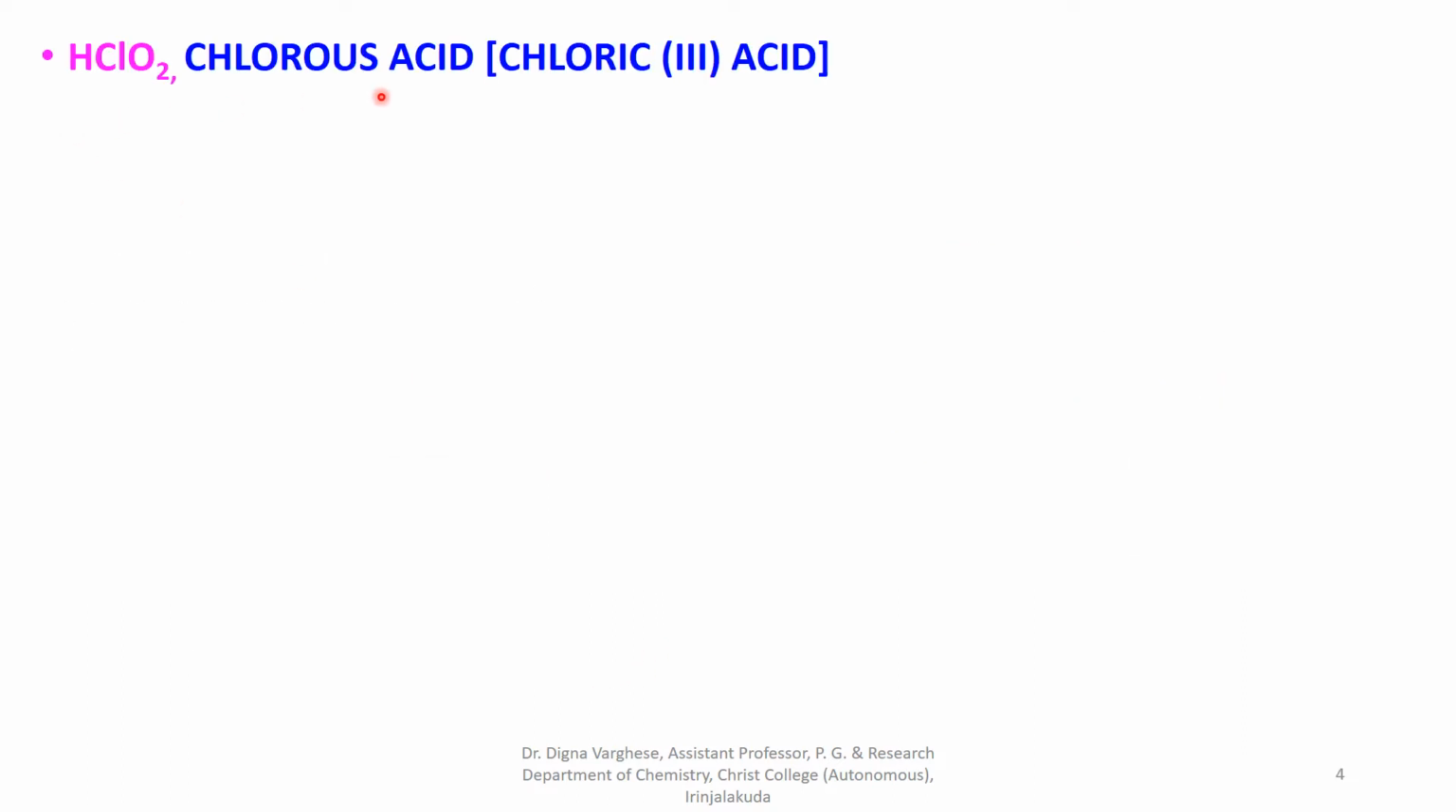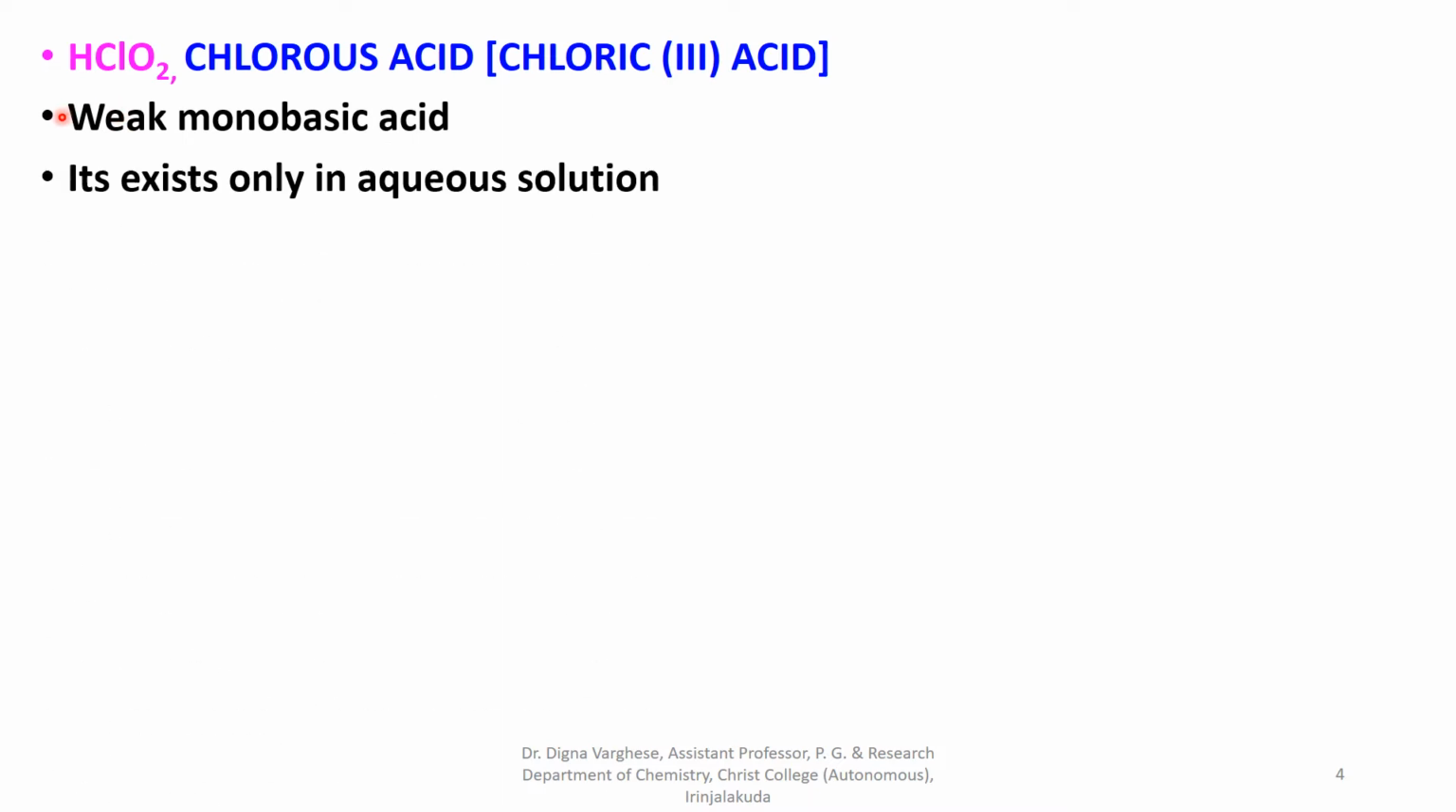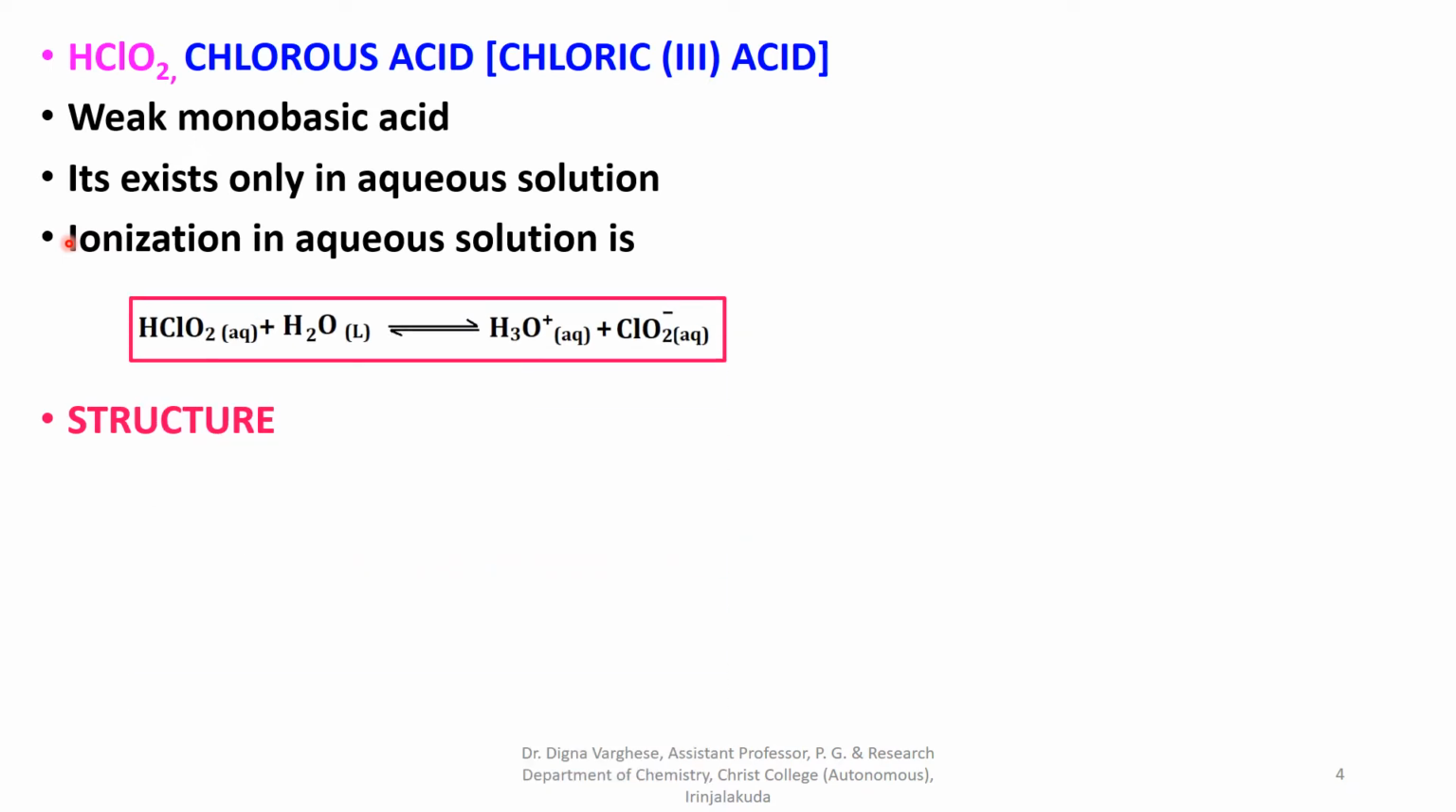Next one is chlorous acid, that is also known as chloric(III) acid, in which chlorine is in the +3 oxidation state and the molecular formula is HClO2, and it also acts as a weak monobasic acid. It exists only in aqueous solution. The ionization of HClO2 is given here, that is HClO2 plus water giving hydronium ion and ClO2 minus. So it can donate only one proton, so it acts as a monobasic acid.